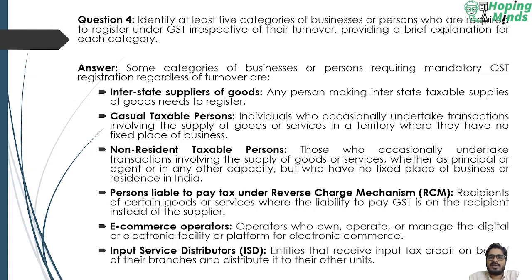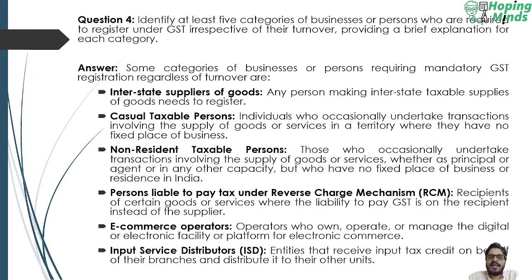Then casual taxable person. Casual taxable persons are those who undertake supply of goods or services occasionally at such places where they do not have any permanent place of business. Such persons are also required to get mandatorily registered under the GST. So, individuals who are occasionally undertaking transactions involving the supply of goods or services in a territory where they have no fixed place of business, casual taxable persons are also required to mandatorily get enrolled under the GST.